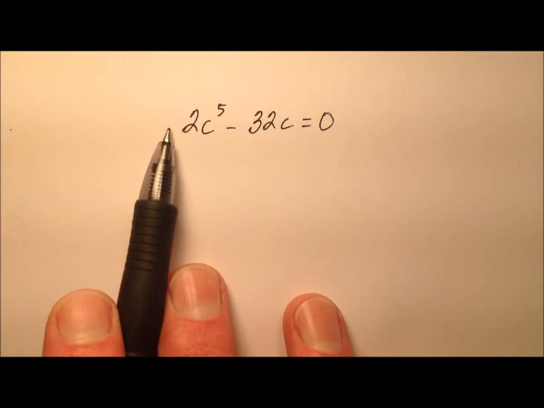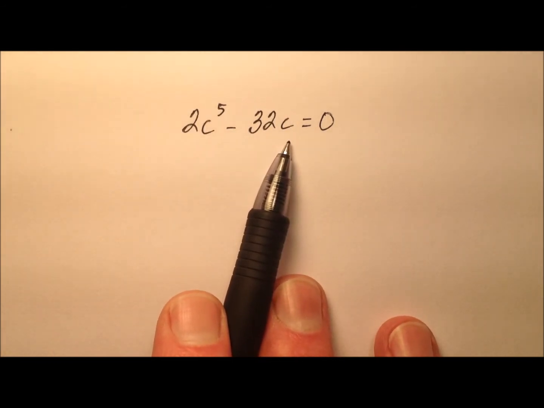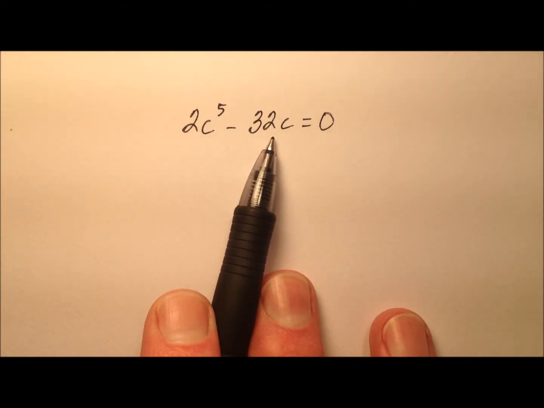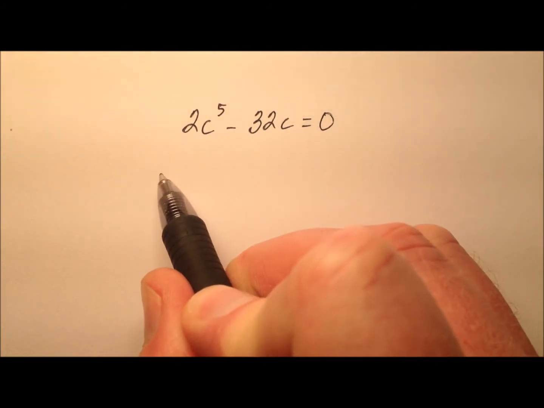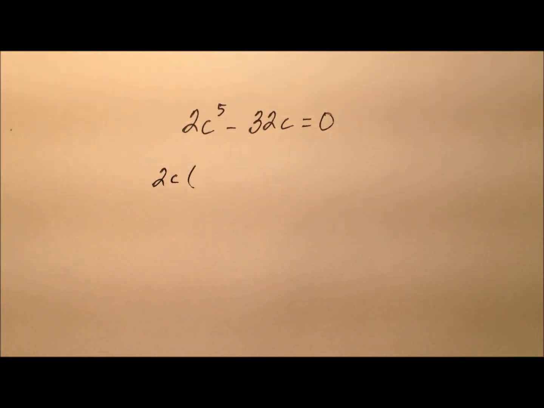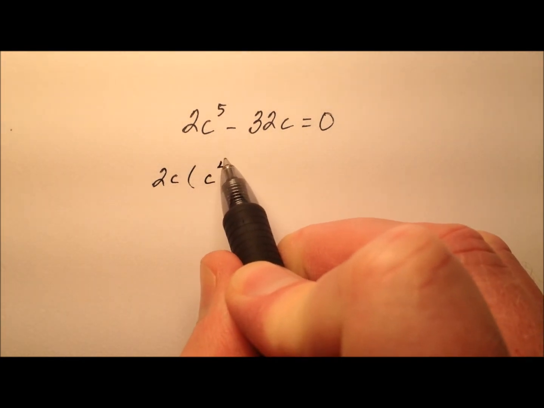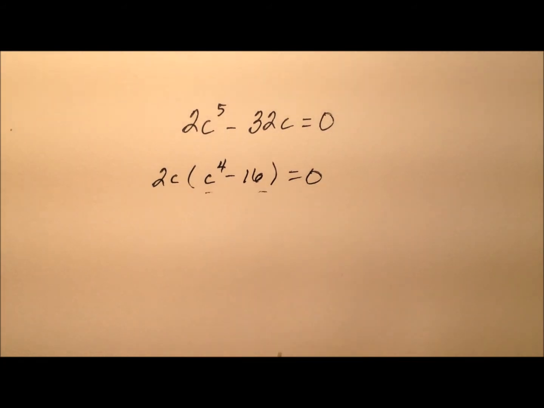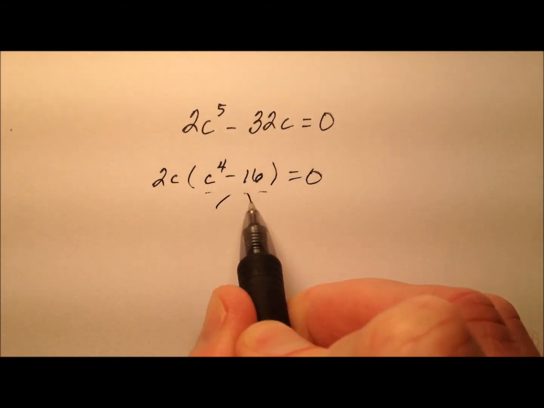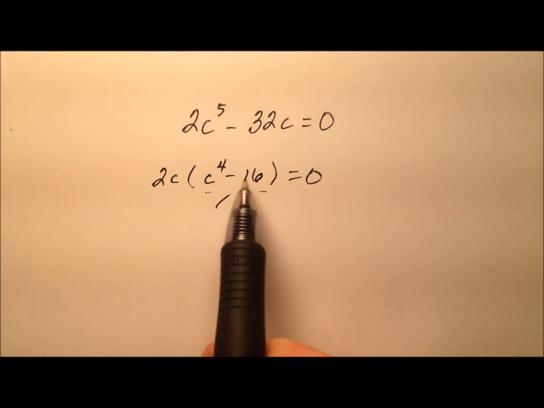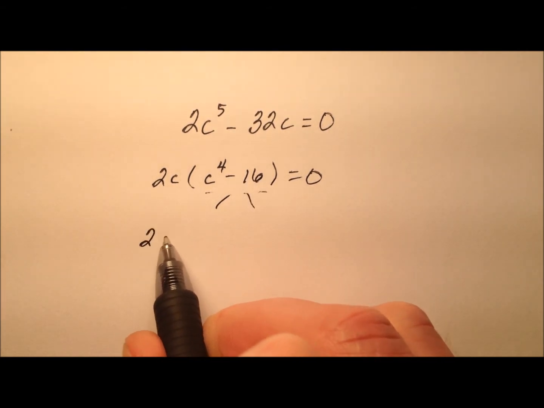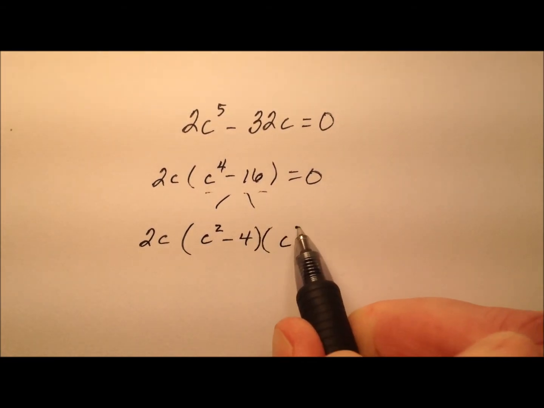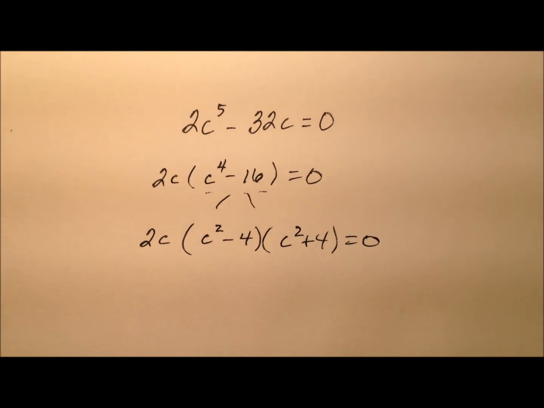So the next step is to take a look at this algebraic expression and decide how we're going to factor it. Well, it looks like we can take a greatest common factor out to begin, and it looks like that's going to be 2c. So when I factor out that 2c, it looks like I have c to the fourth minus 16 left. And this here seems to be a difference of squares. So c to the fourth is a perfect square, and 16 is a perfect square. So I can go ahead and factor those down as c squared minus 4 and c squared plus 4.